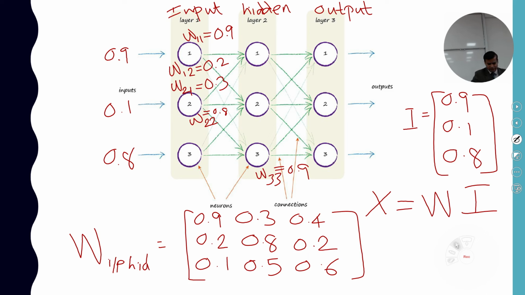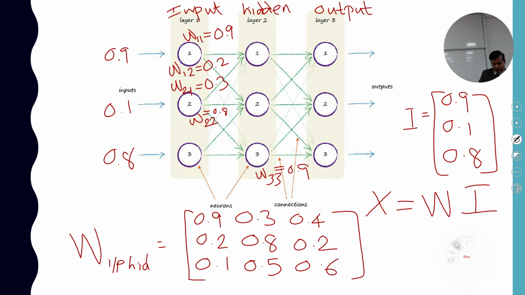In this diagram, I didn't show you all the weights, but in this matrix I have shown you all the weights. So here, for example, W31 is 0.1, which is the third node in the input layer going to the first node in the hidden layer. With this thought in mind, we are building up this whole input-hidden matrix.